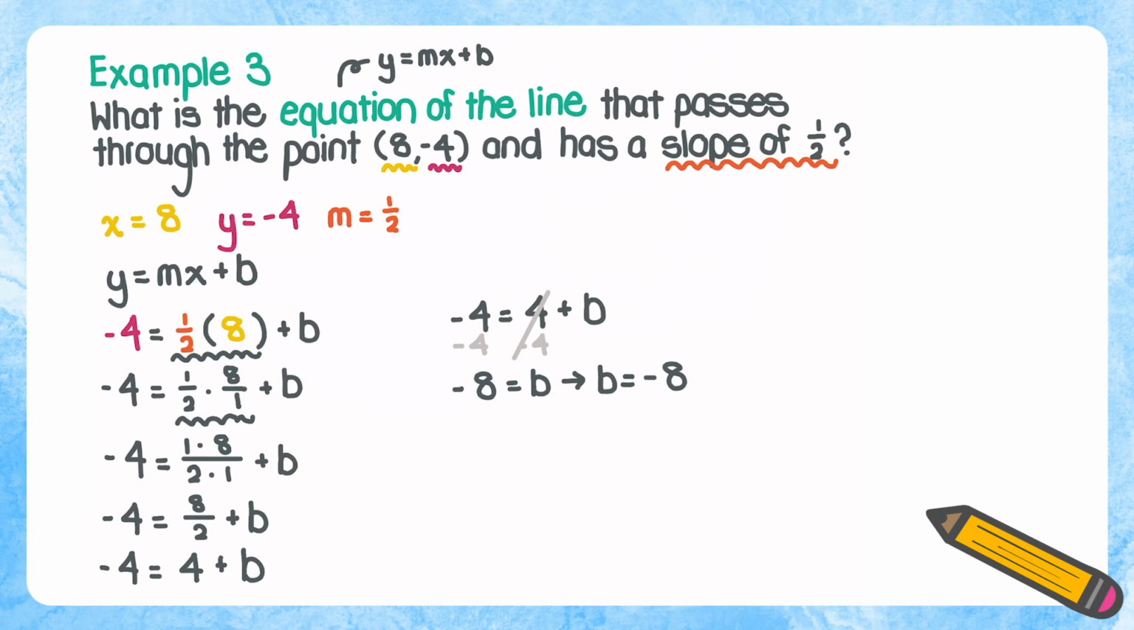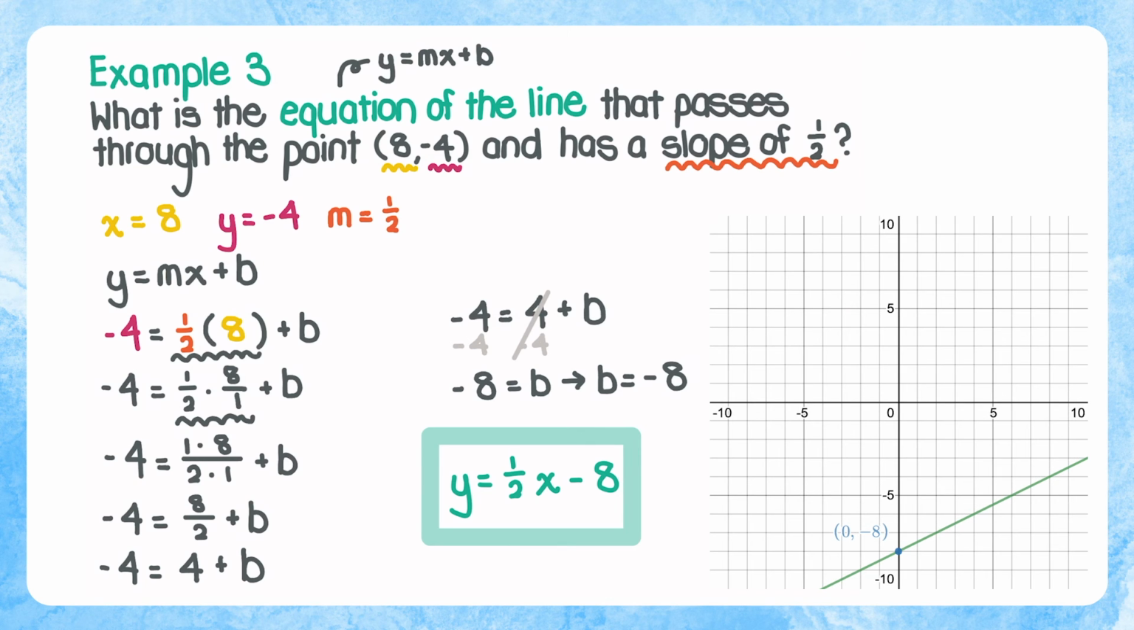The equation of this line is y equals 1 over 2, or 1/2, x minus 8. So the equation of this line is y equals 1 over 2 times x minus 8, because our slope was 1/2, and our b value, the y-intercept, is at negative 8.